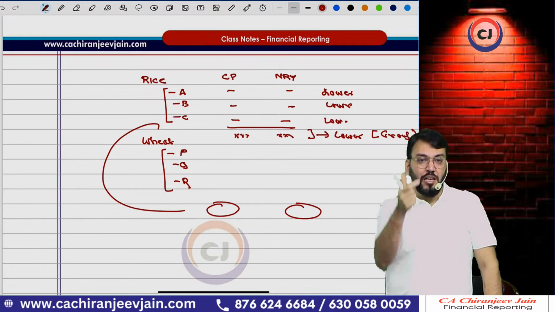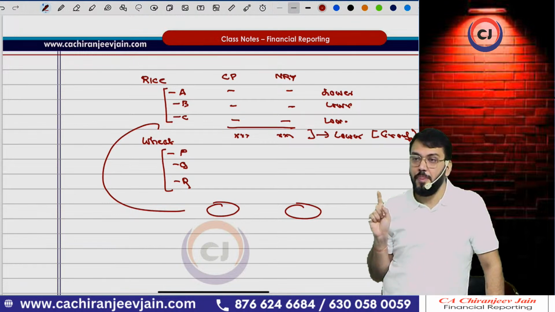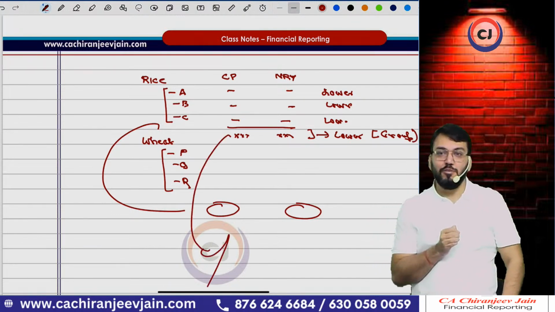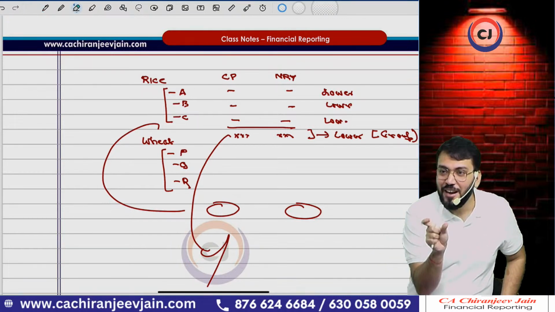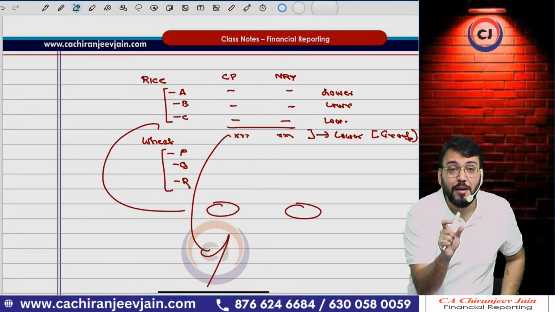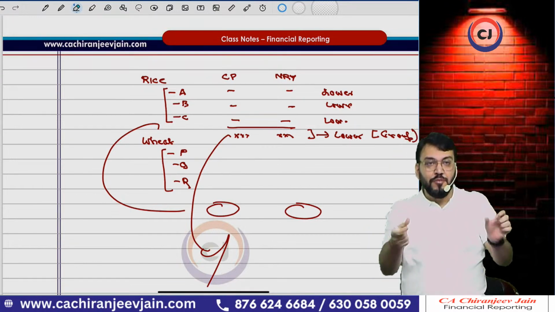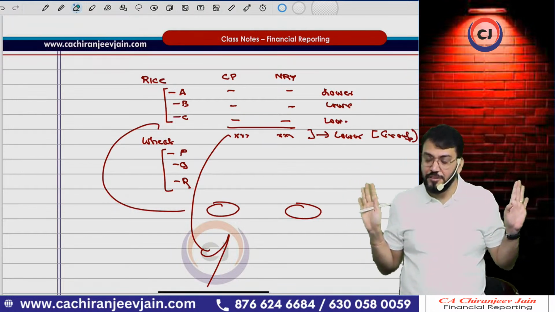Meaning rice total, wheat total, grand total, then comparison. That is not permissible. This becomes grand total, right? Grand total is what we call it. Okay? The grand total comparison is not possible, or comparison cannot be done classification wise. Meaning raw material total, finished goods total, that is also not permissible.